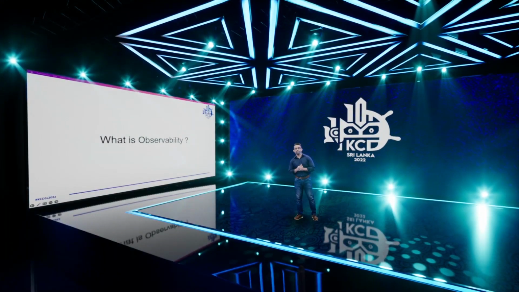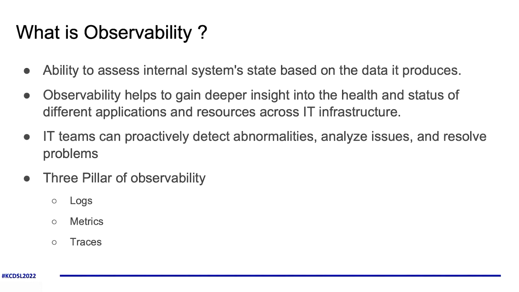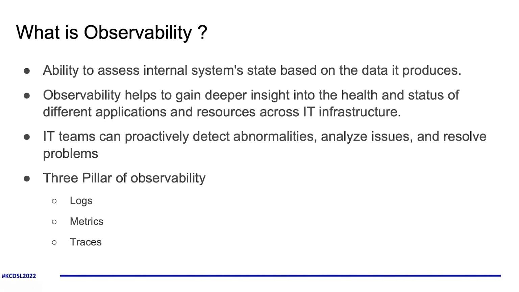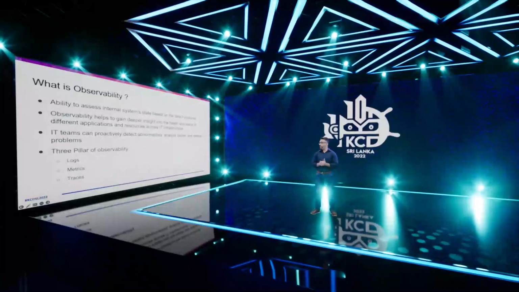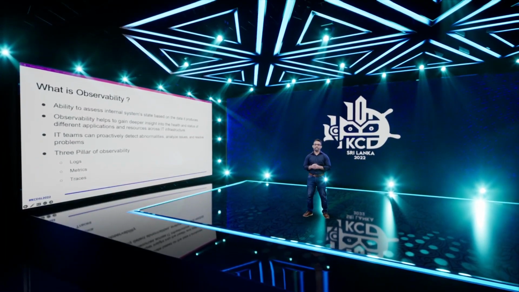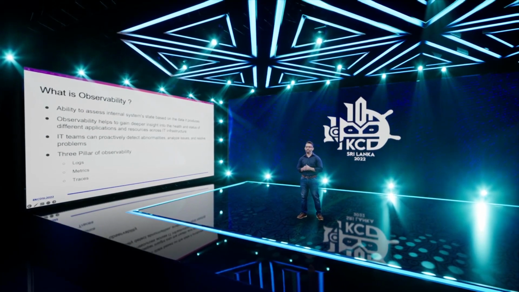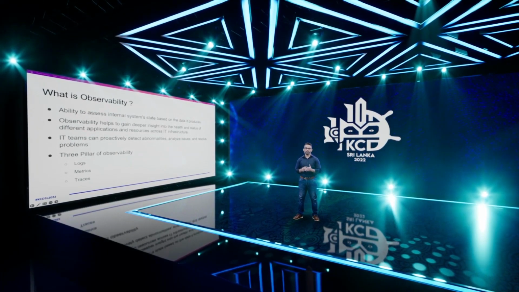So let's first look into what is observability. Observability as well as monitoring is used interchangeably, although there's a subtle difference between them. While observability talks about the ability to assess the internal system state based on the data it provides, monitoring deals with the collection and analysis of data pulled from the infrastructure. So observability will help you to gain deeper insight into the health and status of different applications and resources across infrastructure.